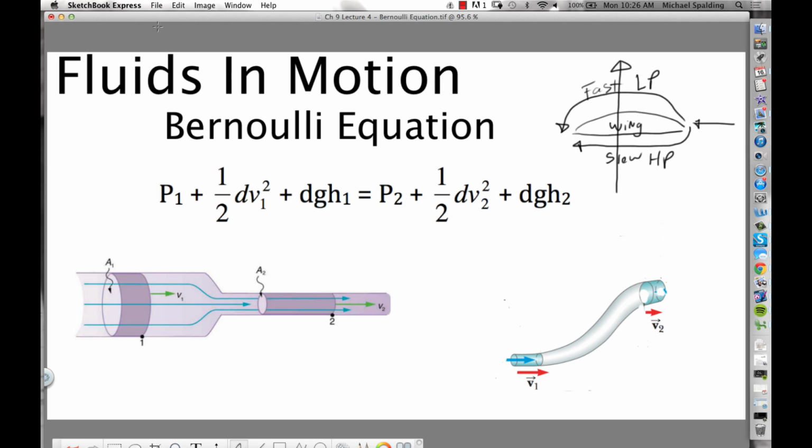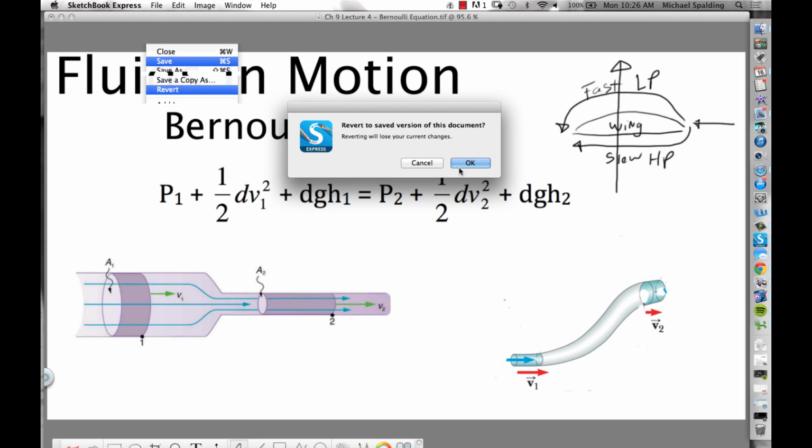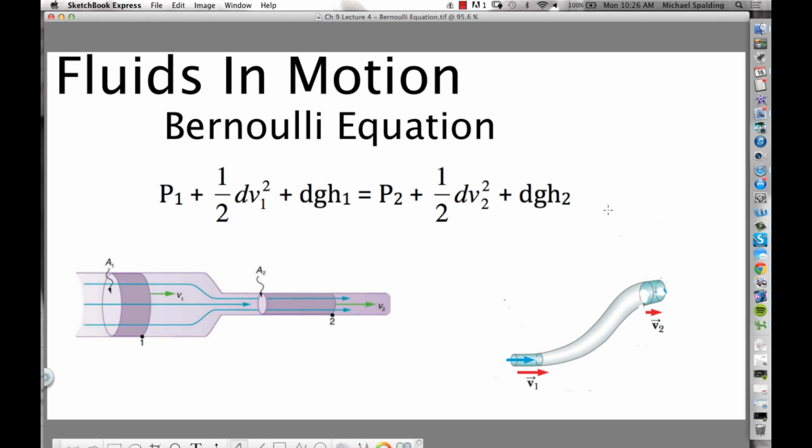So what we're going to talk about today is the Bernoulli equation, which is the longest equation of the entire year. So here we have the Bernoulli equation. Remember, for the AP exam in May, you have to have all the equations memorized for the multiple choice. This is the toughest one, but it's really not too bad, because the left side of the equation and the right side of the equation are the same. Just change the ones to twos.